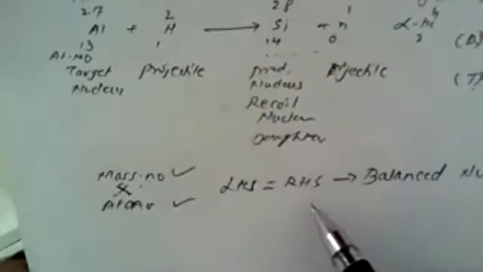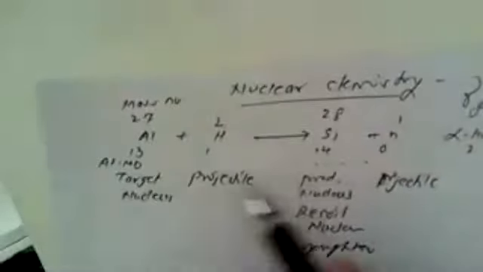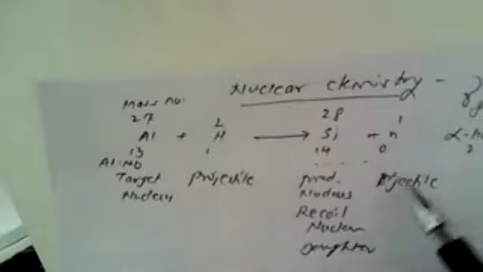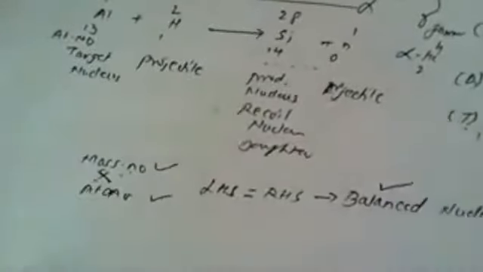Then and only then is such a nuclear reaction known as a balanced nuclear reaction. What is a balanced nuclear reaction? A nuclear reaction where the mass numbers and the atomic numbers on both sides of the reaction, that is the left-hand side, the reactants, and the right-hand side, the products, are balanced. Just now I have balanced all the atom masses and atomic numbers for this nuclear reaction. Such a nuclear reaction is known as a balanced nuclear reaction.